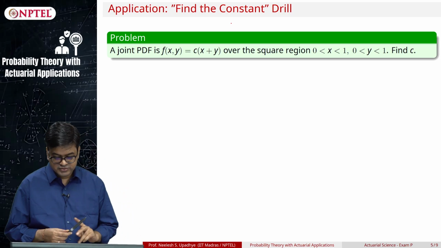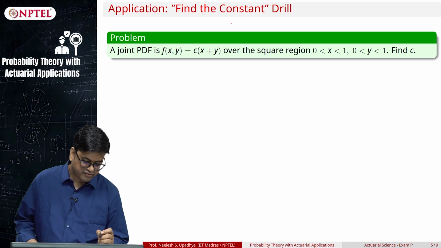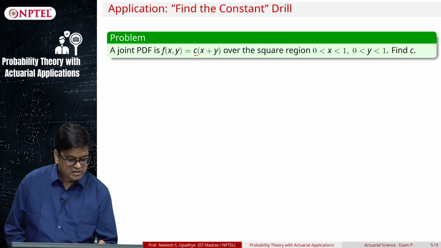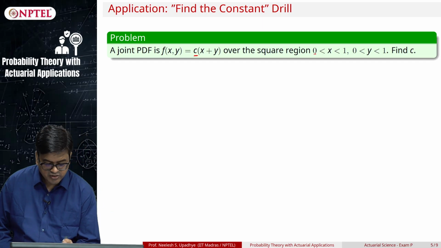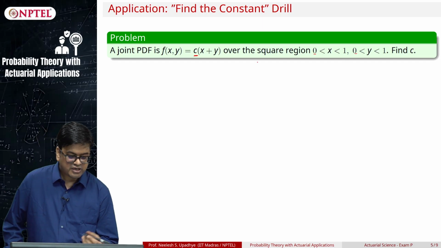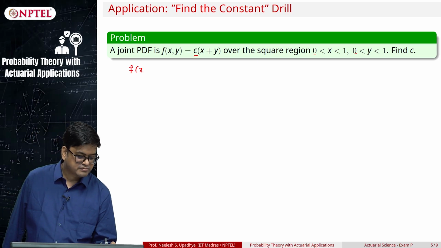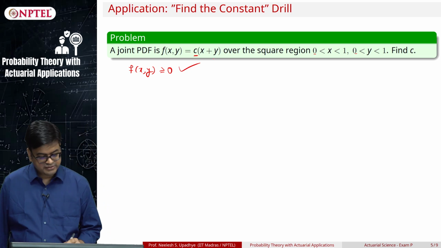It is very easy. So for the sake of clarity I will do it. So, is f(x,y) greater than or equal to 0? If c is greater than 0, because of this definition x plus y will always be greater than 0, therefore, f(x,y) greater than or equal to 0 is by default satisfied.